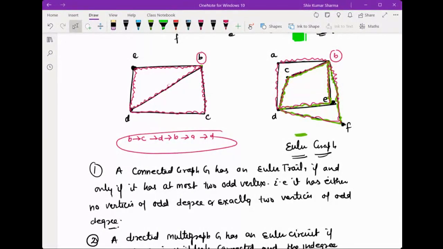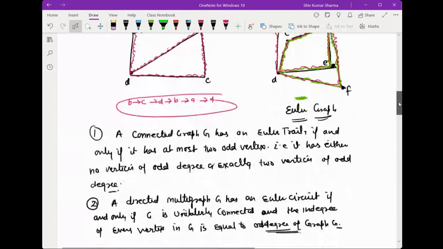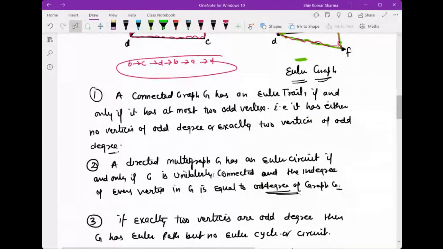Second point, a directed multigraph G has an Eulerian circuit if and only if G is strongly connected and the in-degree of each vertex in the graph G is equal to its out-degree. We will discuss the directed graph after this topic, then you can understand this second point.